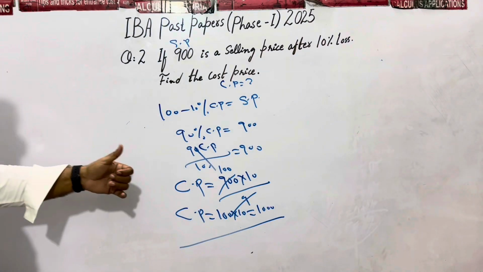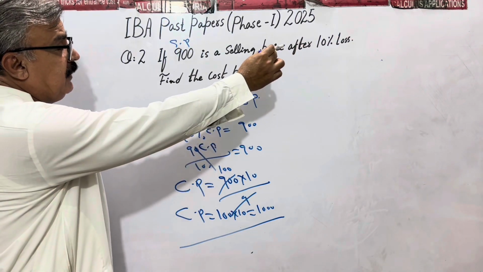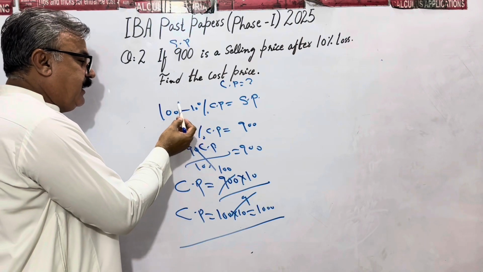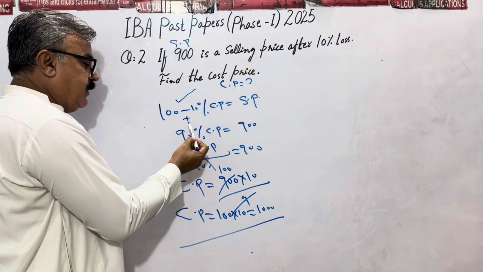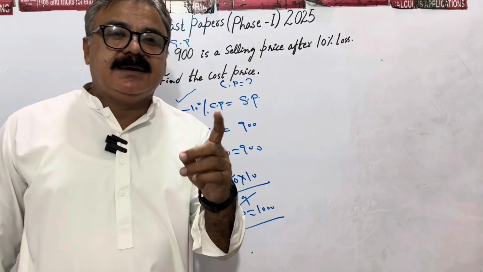That is the formula that works here. If there is a loss, introduce minus. If there is a profit, I would have written a positive sign. Negative for loss, positive for profit. Next question.